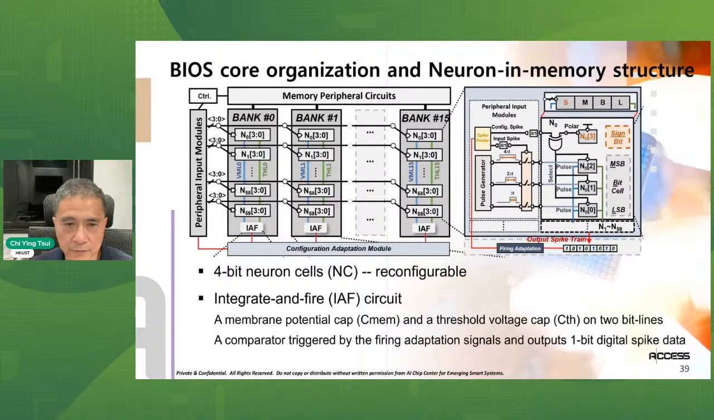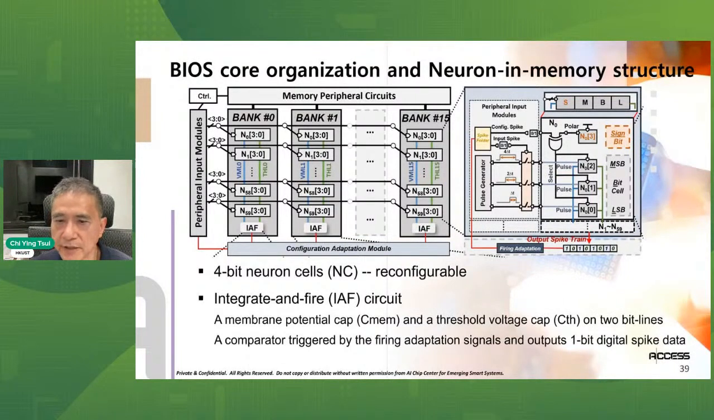It depends on the input pulse. If there's a pulse coming in, a spike coming in, the pulse generator will generate different widths of the pulse. 4T is going to the second bit, and 1T is going to the LSB. Therefore, they will generate accumulated current with different pulses together to discharge the corresponding bit line and bit line bar. So this is the integration part that integrates the neural spikes with the weight together.